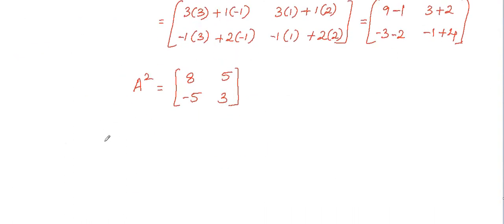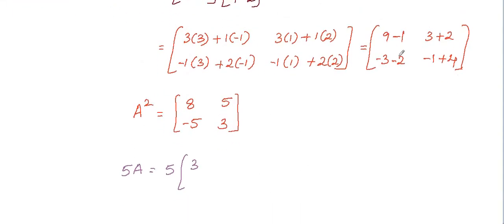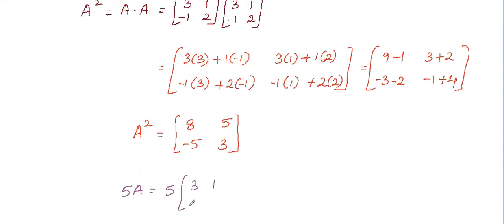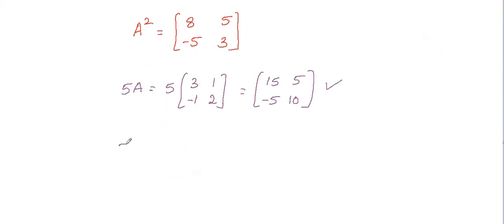Now find the 5A matrix. 5 into A. So 5 into the A matrix, which is [3 1; -1 2]. We just need to multiply by 5, so we'll get 5 threes are 15, 5, and -5, 2 fives are 10. So this is the 5A matrix. Now find the 7I matrix. 7 into the identity matrix, which is [1 0; 0 1], becomes [7 0; 0 7].